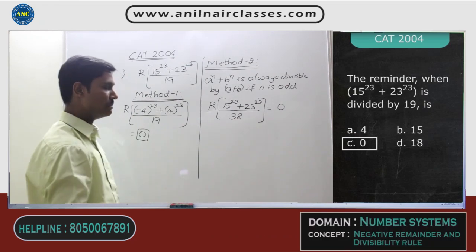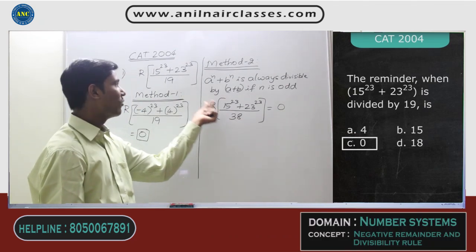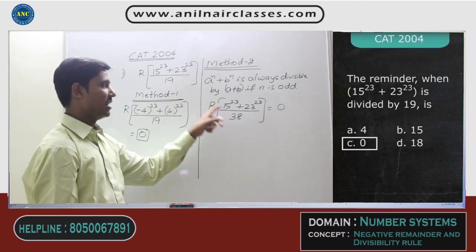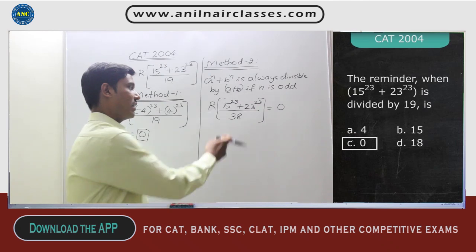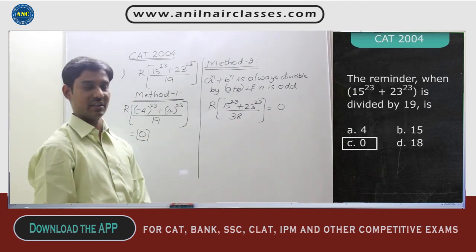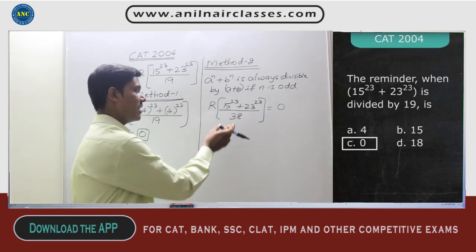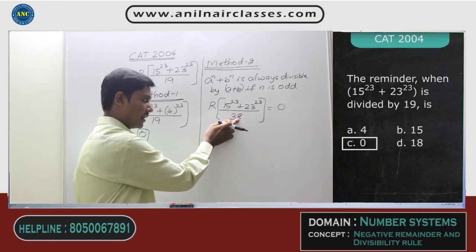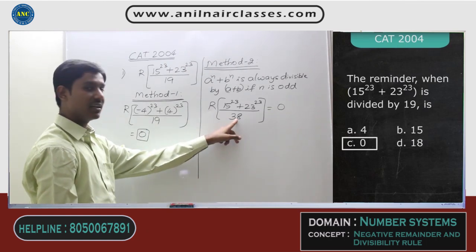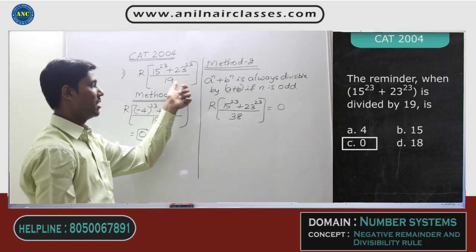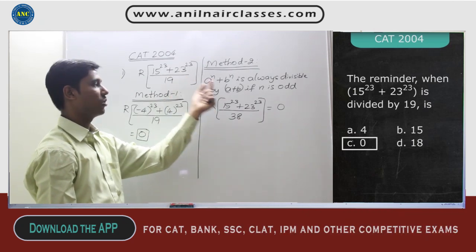Now think logically, any number which is divisible by 38 is also divisible by 19, because 38 when divided by 19 has remainder 0. The next multiple is 76. 76 when divided by 19 has remainder 0. That means any number which is perfectly divisible by 38 will also be divisible by 19, because 38 is nothing but a multiple of 19. Because this is true, the remainder for this also will be 0.